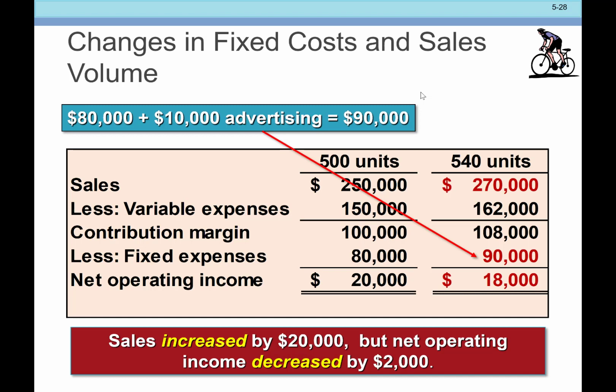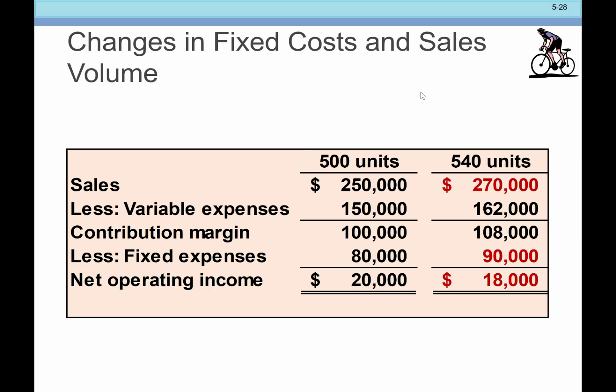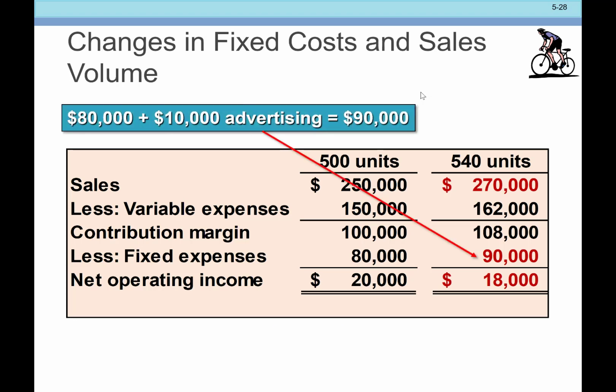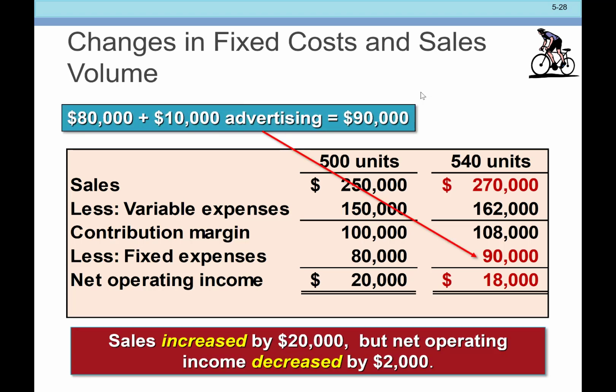Okay, so I come over and they set this up in the contribution format, and they take the 500, now 540 bikes, instead of, is it 40 more bikes they're going to sell? Yeah, it's right there. 540 bikes. They take the $300 times the 540 bikes for my variable expenses, which gives me a contribution margin of 108. And if I increase my advertising by 10,000, my fixed costs go from 80 to 90. Was this a good idea? This was not a good idea.